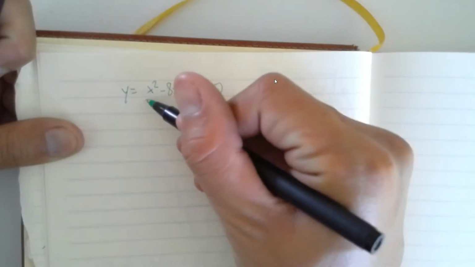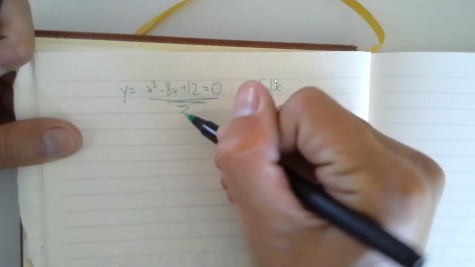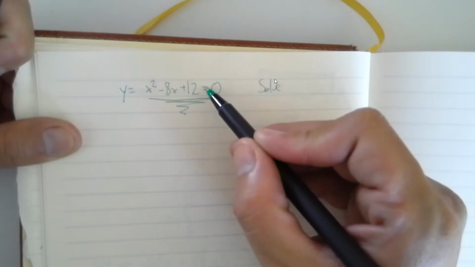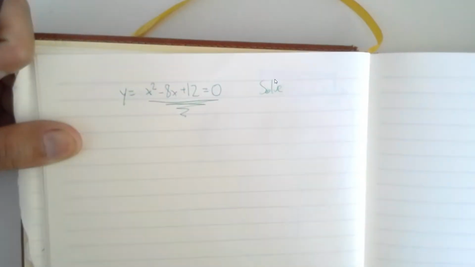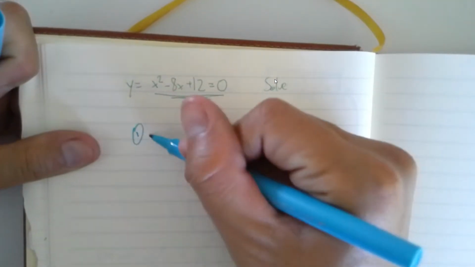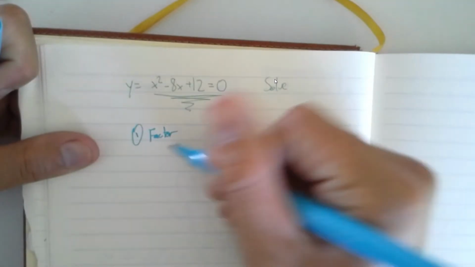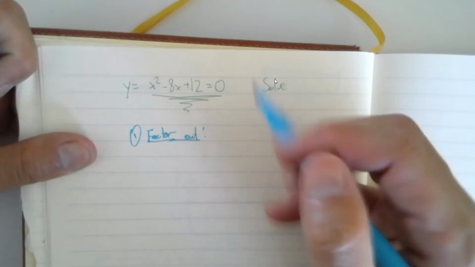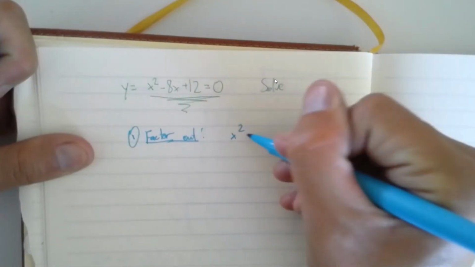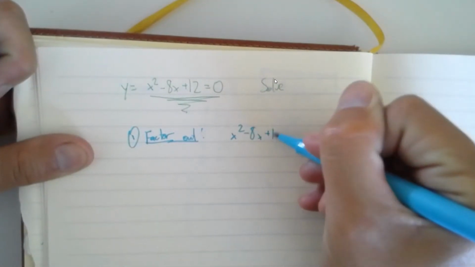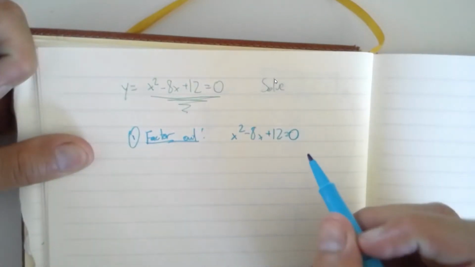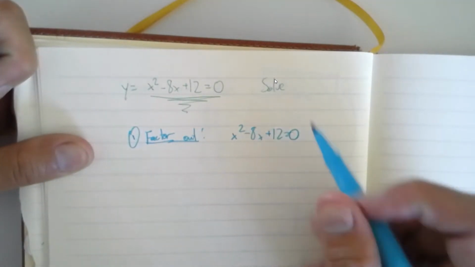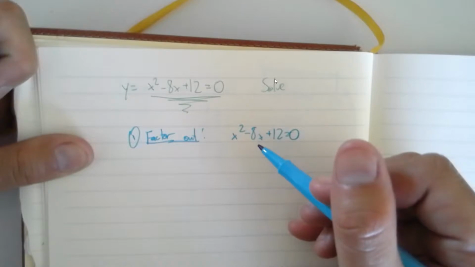It's the same thing, only they give you that last stipulation that it's going to be equal to 0, and they ask you to solve for that. Well, what does that mean? Your first step is going to be to factor out this polynomial. That means x squared minus 8x plus 12 is equal to 0 now. The only difference is equal to 0. You're saying that y is equal to 0.